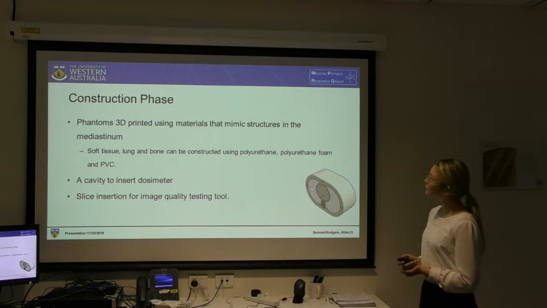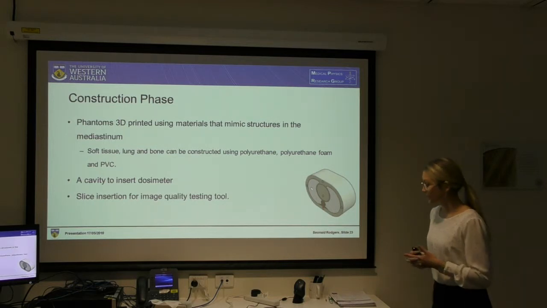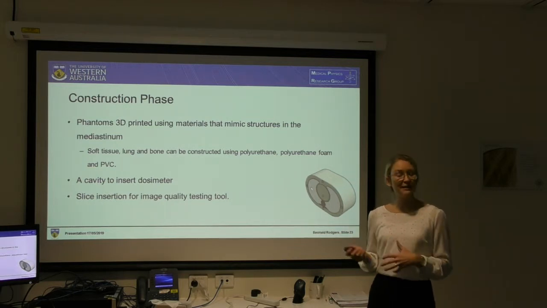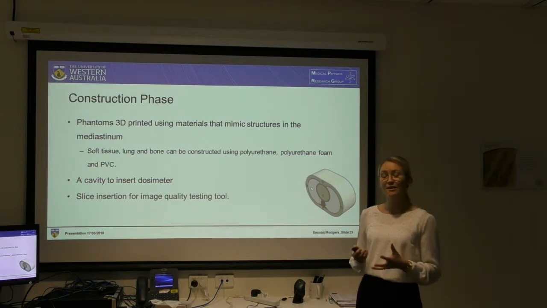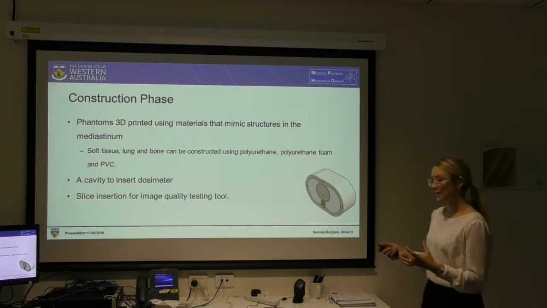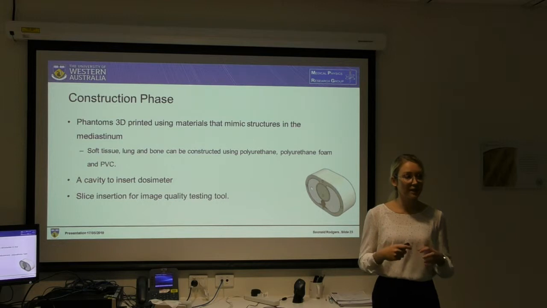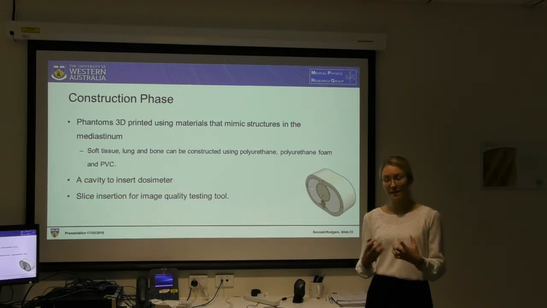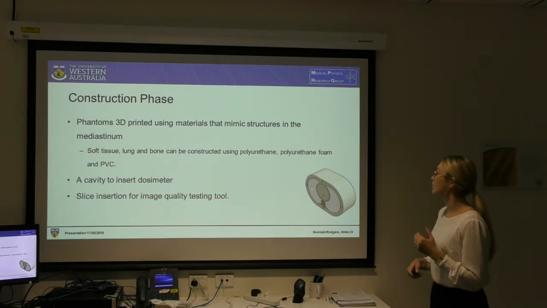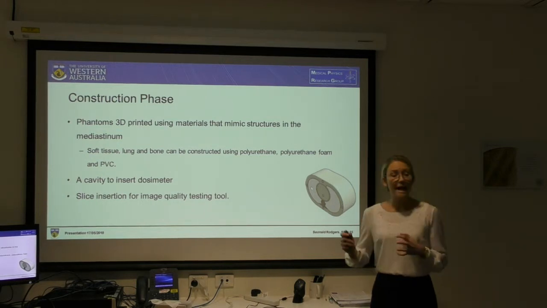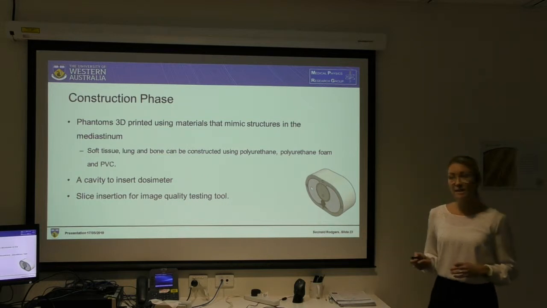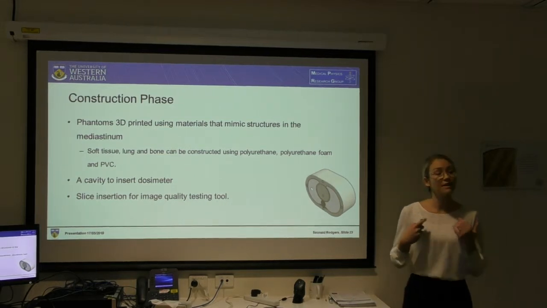A little bit more detail. During the construction phase, I will be 3D printing the phantoms with the help from my fellow master's students and physics staff at the Department of Radiation Oncology. We will be 3D printing the phantoms using materials that mimic the X-ray attenuation properties of structures in the mediastinum. Soft tissue, lung and bone can be constructed using polyurethane foam and PVC. Each phantom will need to have a small cavity for the insertion of a dosimeter, as well as a slice cavity for the insertion of an image quality testing tool.